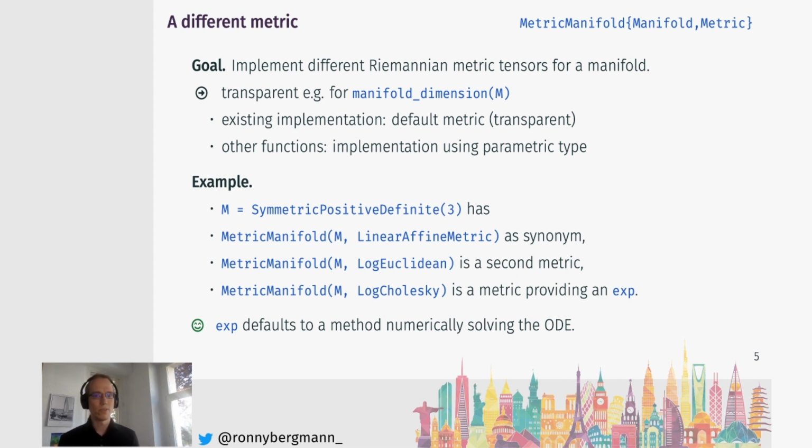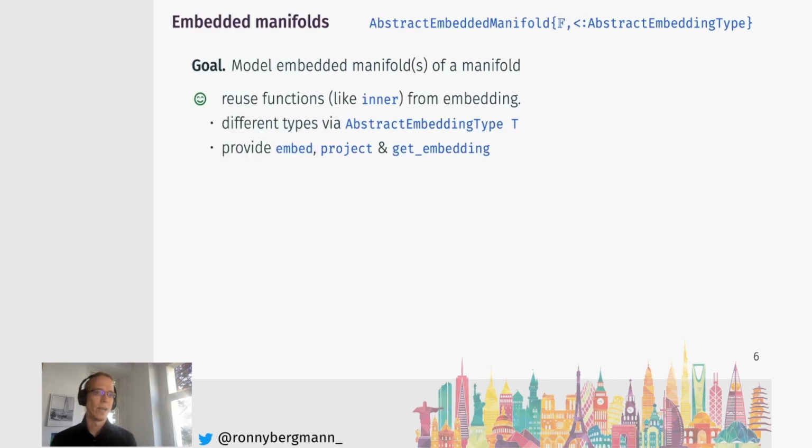So the symmetric positive definite manifold has just the linear affine metric implicitly assumed, and the metric manifold acts then transparent for those. And for the other two, the log Euclidean and the log Cholesky, you have to implement it with this type to implement those functions. So for example, the log Cholesky provides an exponential map, and the other one just provides a tensor, and that means there's no closed form for the exponential map, and we then try to solve it numerically, solving the corresponding ODE.